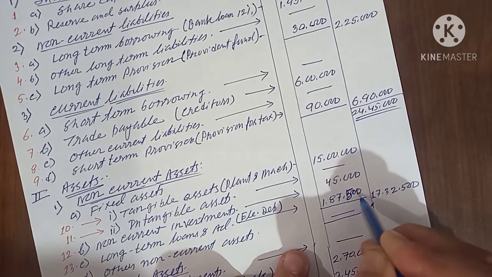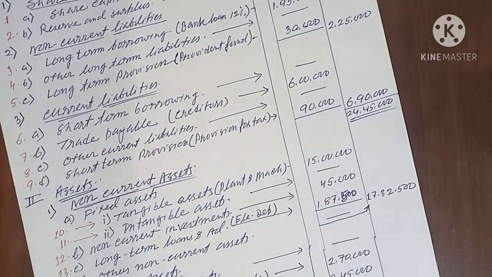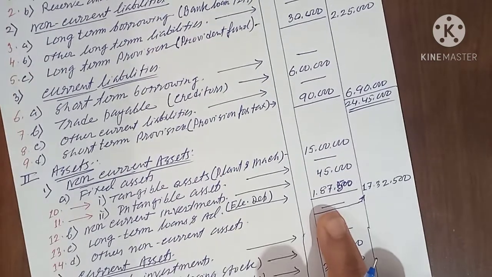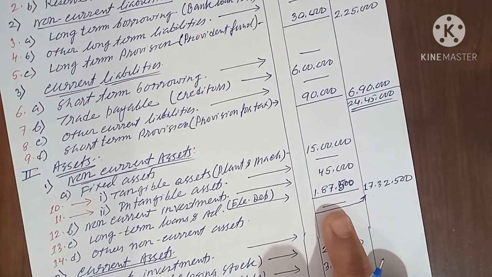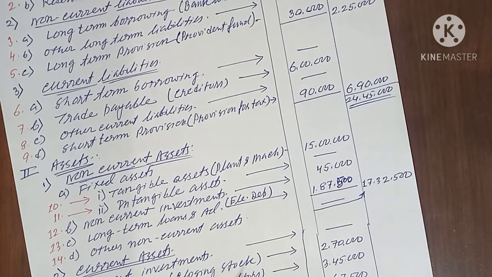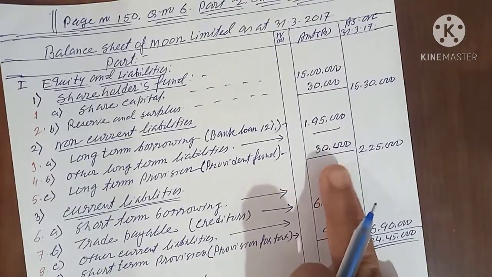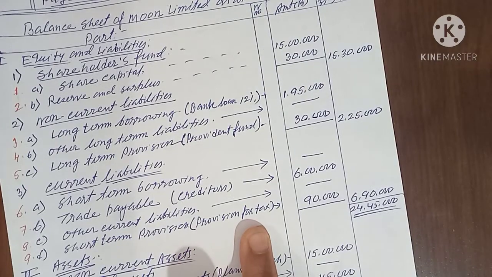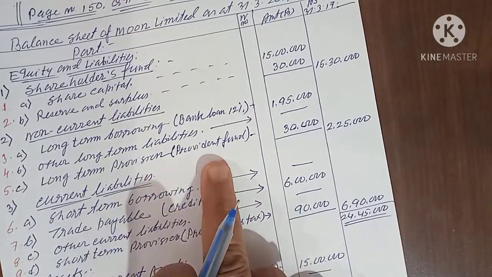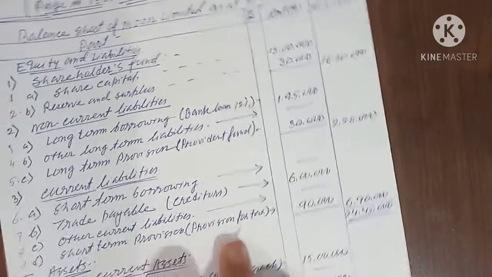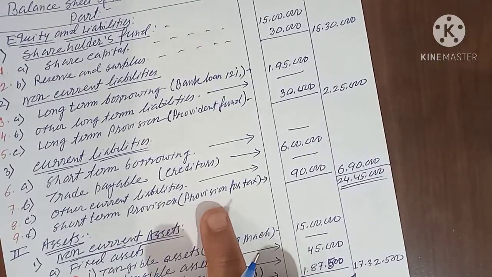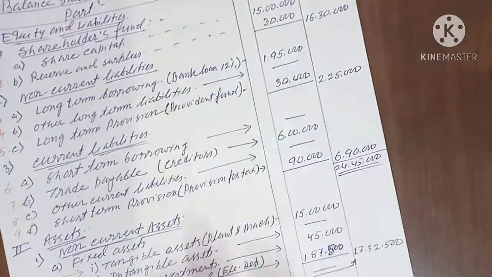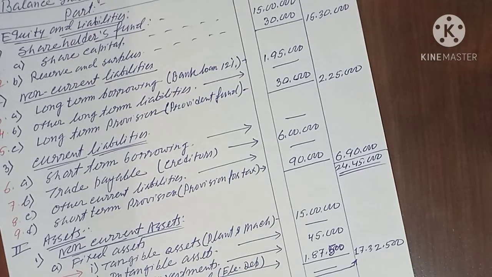Yes, 500 was missing. 1,87,500. And next is coming provident fund of rupees 30,000. Provident fund of rupees 30,000. Long term provision, provident fund comes in long term provisions, and tax comes in short term provisions. This you have to remember. Provident fund in long term provisions, and in short term provisions comes provision for tax. This is tax. This is provident fund. So you wrote it here.